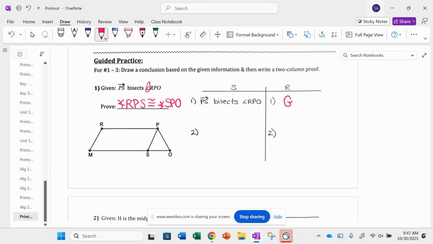So now if we're going to prove this, the first step is our given. And then we can write what we want to prove. Angle RPS is congruent to angle SPO. Who thinks they know the reason? What's the reason why these two angles are congruent? What would we write?